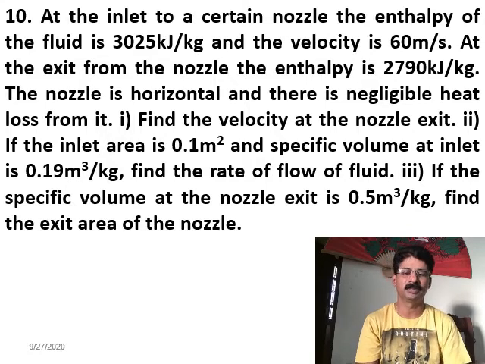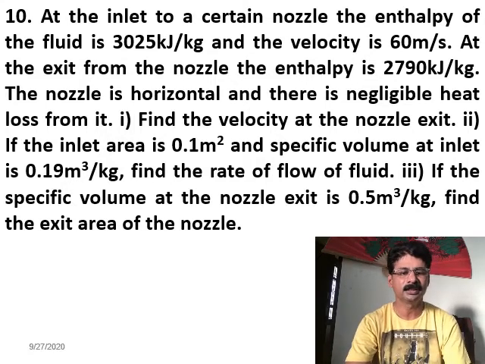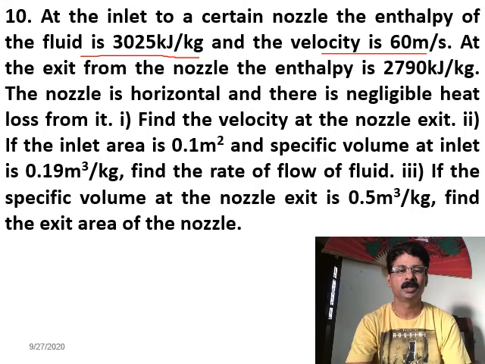Very basic questions I asked. So let us understand the question first. This is a nozzle problem. Enthalpy has to be given, or the u plus PV method also you can use to find it out. Velocity is given, enthalpy at the exit is given, and the nozzle is horizontal, which is very important.